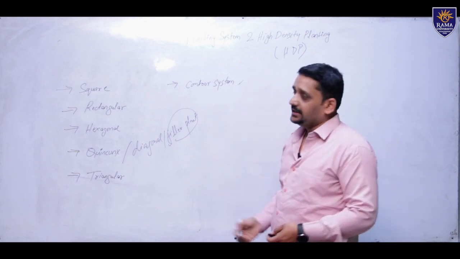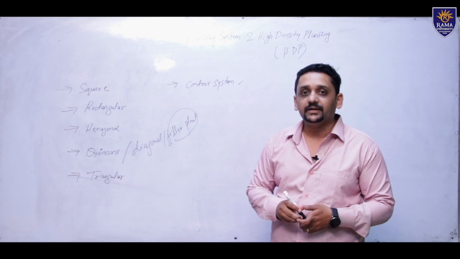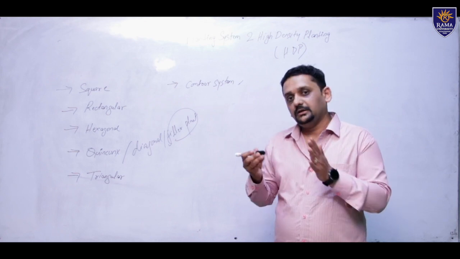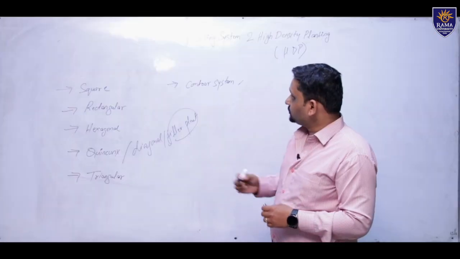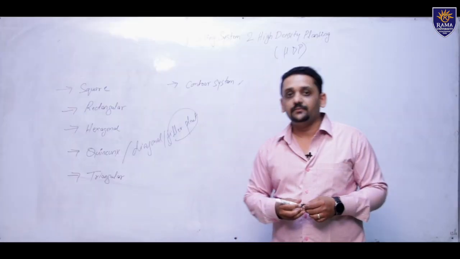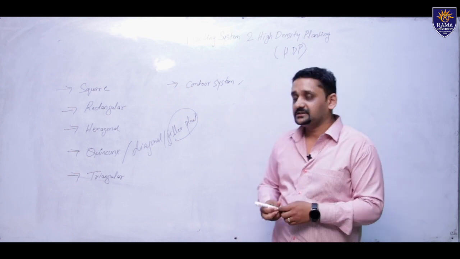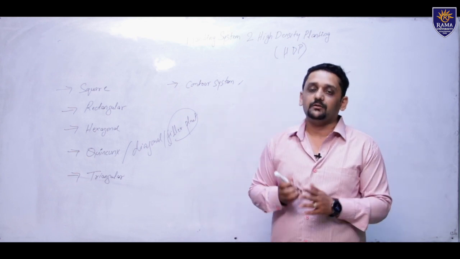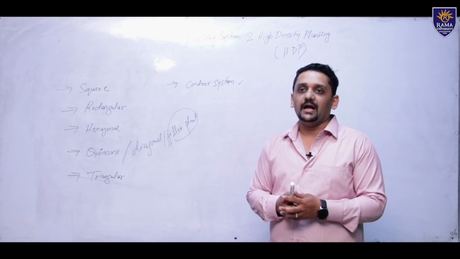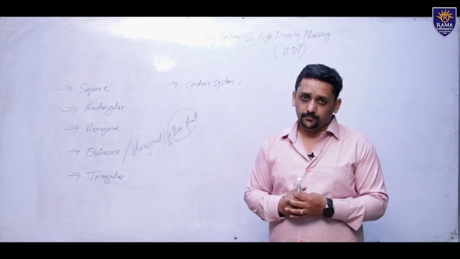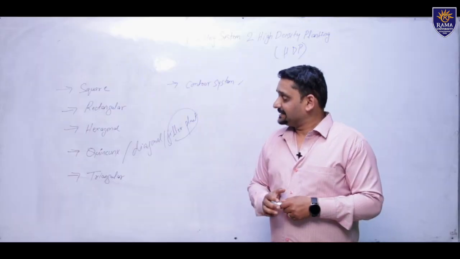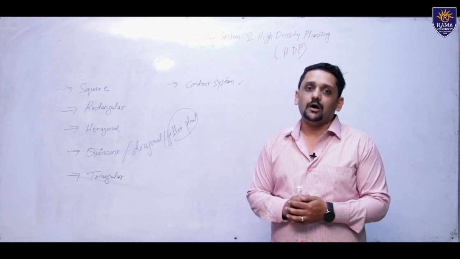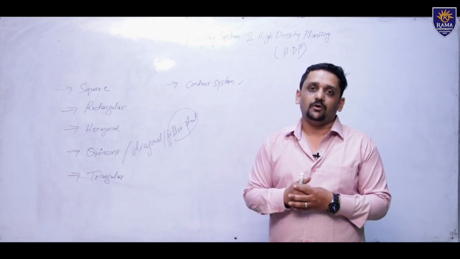Contour system is mainly practiced in undulated areas or areas which are near the hills, or in hilly areas. So these are the systems which help to plant an orchard and to have an optimum amount of production as well as quality of the fruits. These are the 6 planting systems which are carried out to establish an orchard.